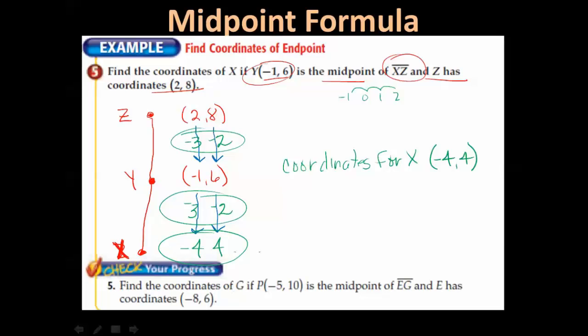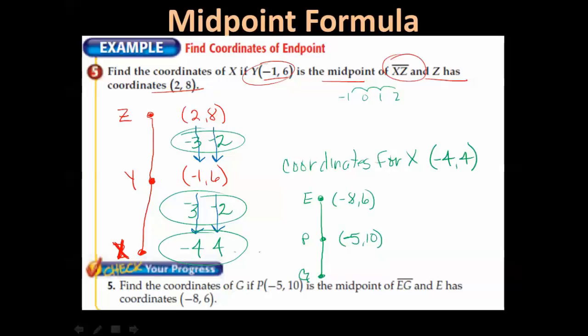So this down here says find the coordinates of G if P is -5, 10 is the midpoint of segment EG and E has the coordinates of -8, 6. So I always start with the endpoint I know, which in this one is E. Then I draw me a straight line down. The other endpoint is G. My midpoint is P, and that's -5 and 10.